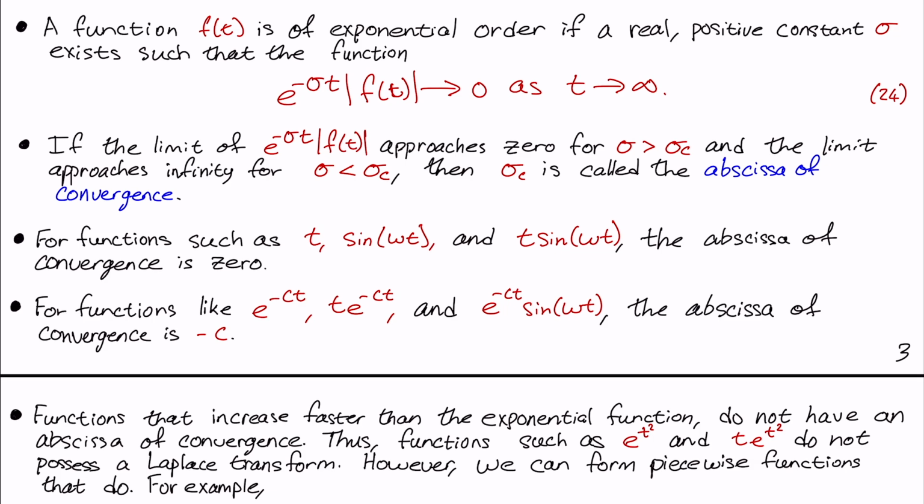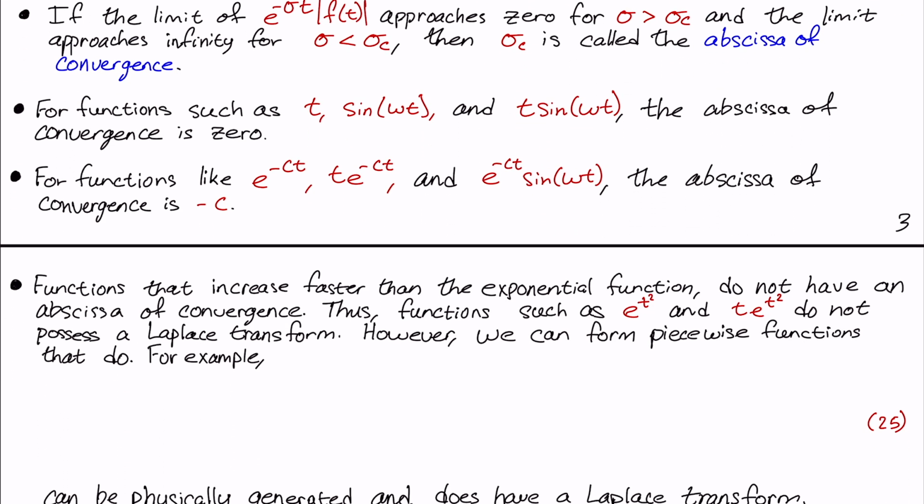Okay. So functions that increase faster than an exponential function do not have an abscissa of convergence, and that means they do not have a Laplace transform, meaning that you cannot compute the Laplace transform. So things like e raised to t squared or t times e to the t squared do not have Laplace transforms. You cannot apply this technique to those functions.